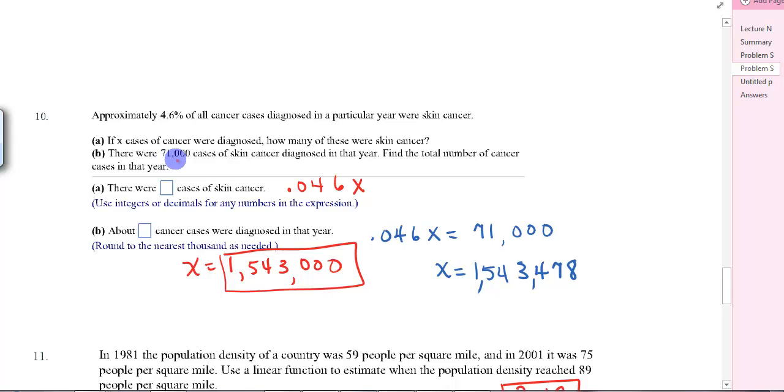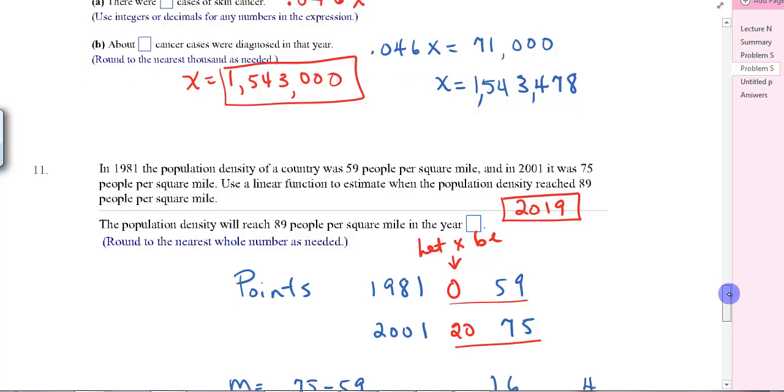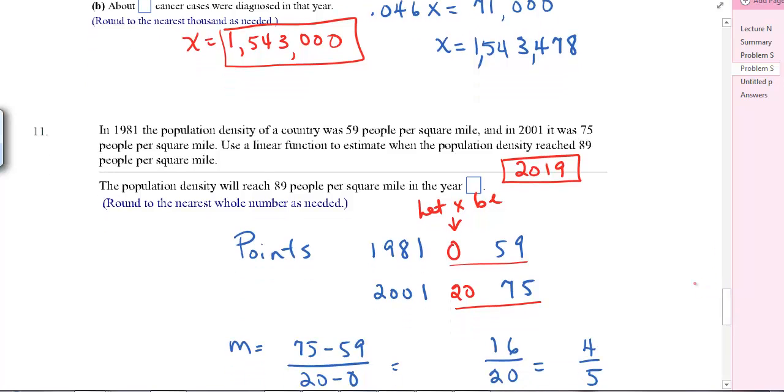And then it says there were 71,000 diagnosed in that year. Find the total number of cancer cases. So 0.046x equals 71,000. Divide 0.046 over here, and you get x equals this number. And it says round to the nearest thousand. So you're looking at this digit and rounding, and you would round down because you're not at 5 here. So that's why the answer would be 1,543,000.